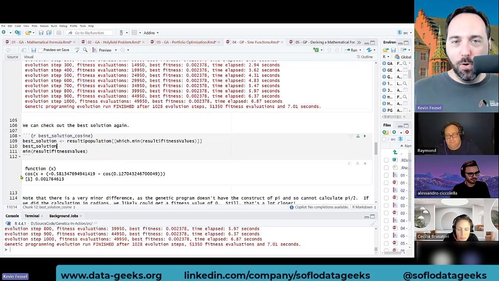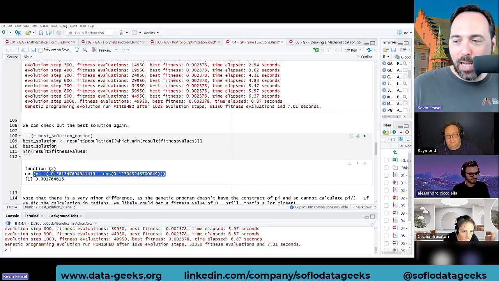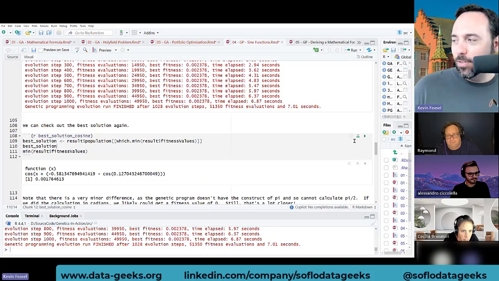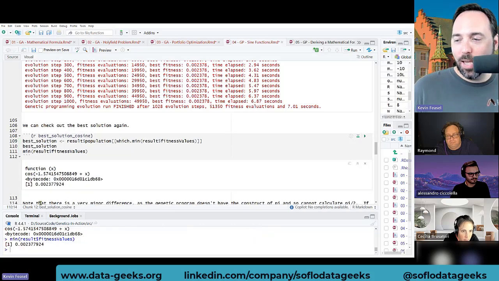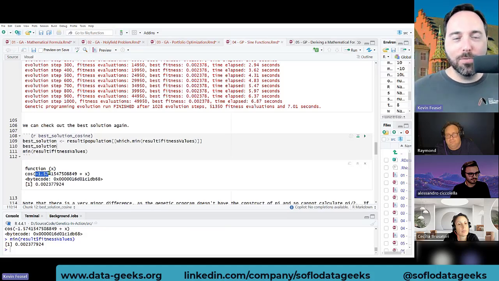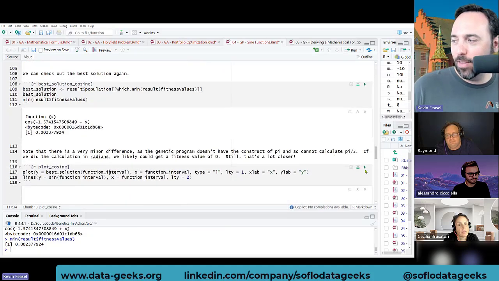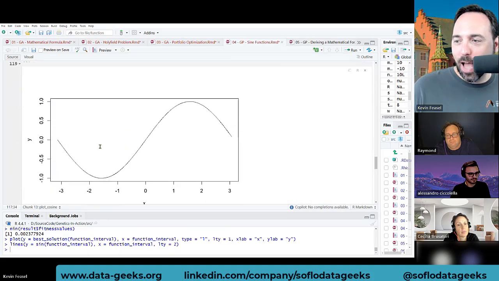This is what I had before, last time I ran this: cosine of this quantity, x plus the quantity negative 0.58 minus the cosine of some constant. So let's run this again. We'll see what I get. Cosine of negative 1.57 plus x. Ooh, that actually looks pretty good, because basically we're shifting the curve by half of pi and adding x. Let's see how this works. See how it plays out.